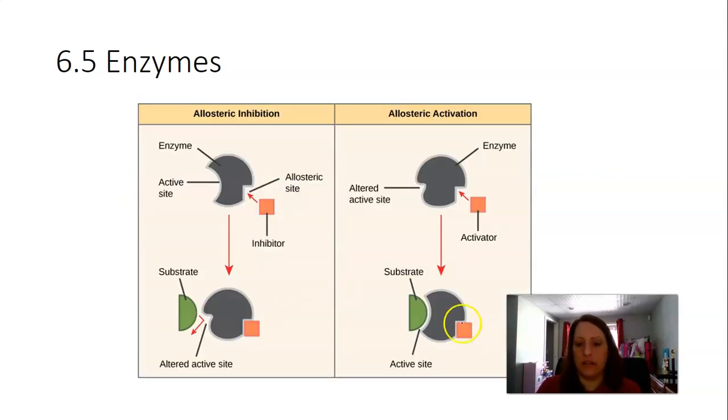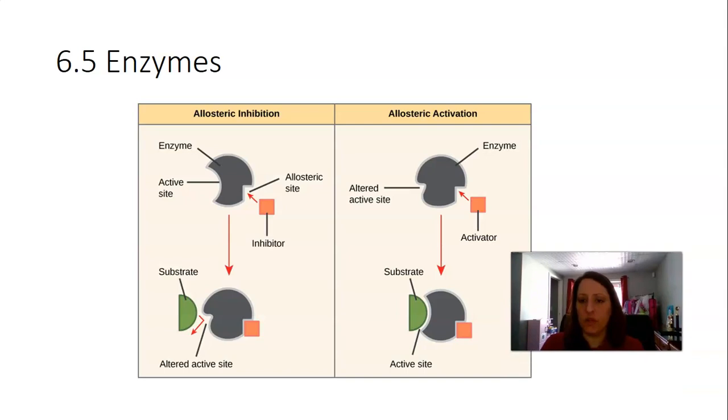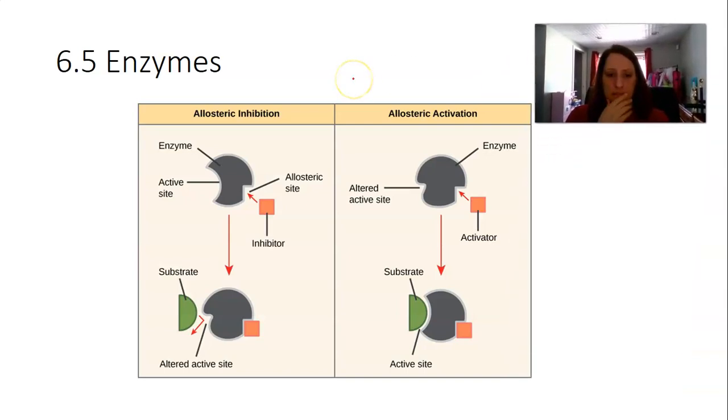So let's take a look at that. Here's a picture. So in black here, we have our enzyme. And on the left, we have allosteric inhibition. And on the right, we have allosteric activation. Let's do inhibition first. So again, here's our enzyme. It's in black. The active site is shown here. It's open. This is an active enzyme.